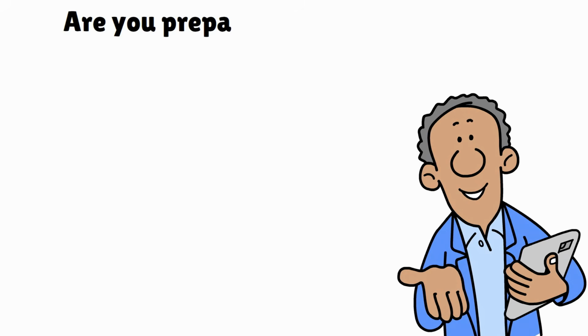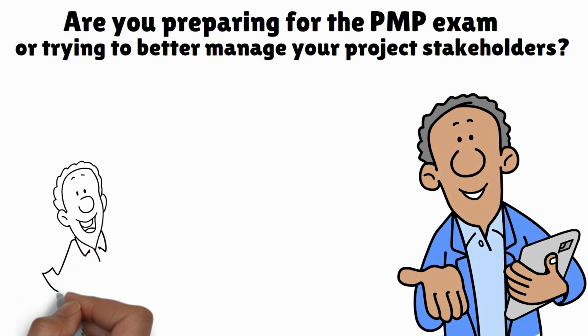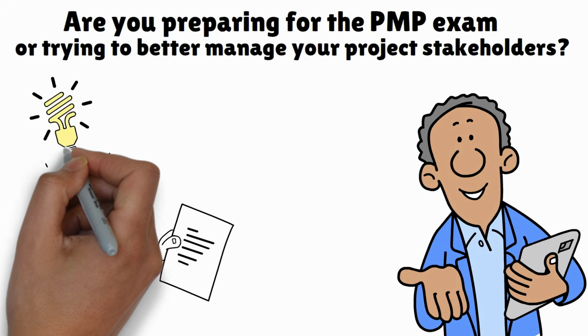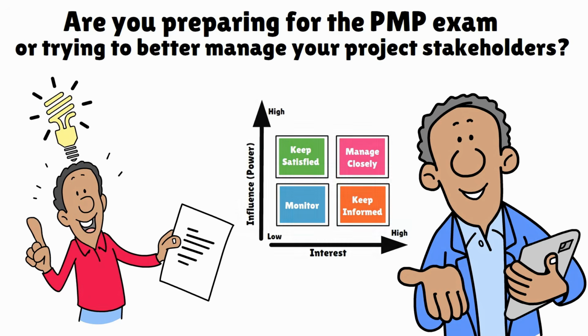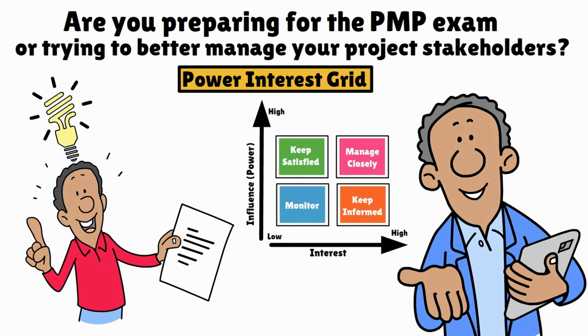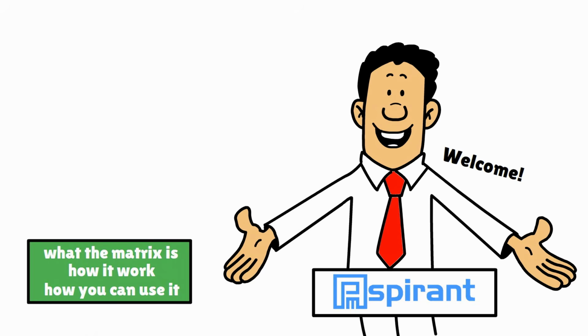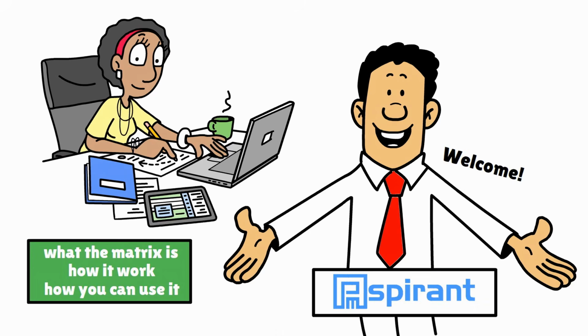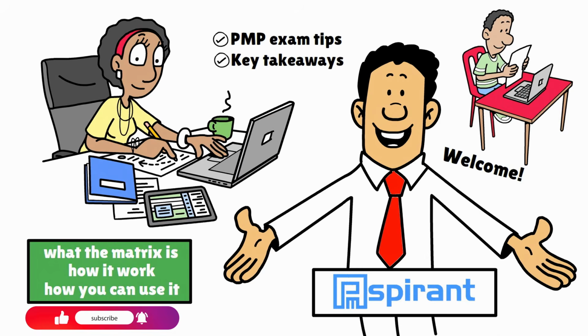Are you preparing for the PMP exam or trying to better manage your project stakeholders? Then you need to understand one of the most effective tools in stakeholder analysis, the Stakeholder Influence and Interest Matrix, also known as the Power Interest Grid. In this video, we'll break down what the matrix is, how it works, and how you can use it to plan the right engagement strategies for different stakeholders. Stick around to the end for practical PMP exam tips and key takeaways that can help you succeed on exam day.